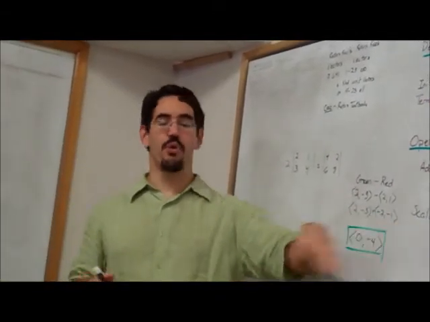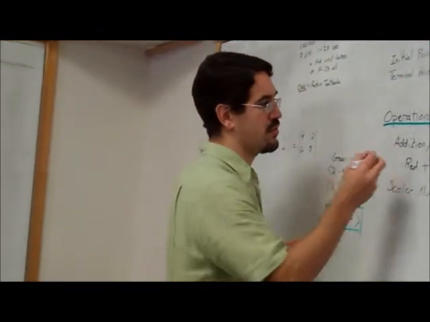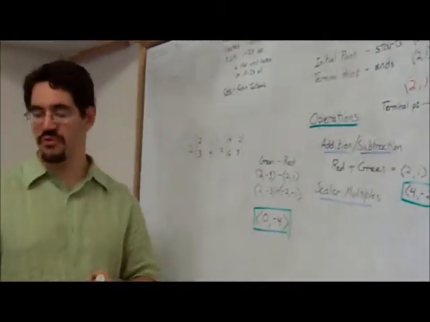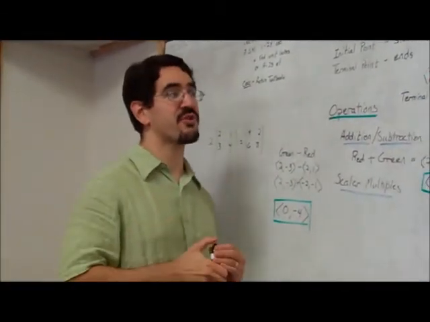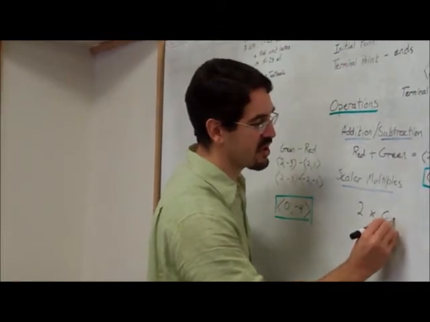Well, scalar multiples with vectors is the same deal. I'll underline this so it's a little clearer. Our scalar multiples with vectors are exactly the same. So let's say we wanted to go 2 times the green.